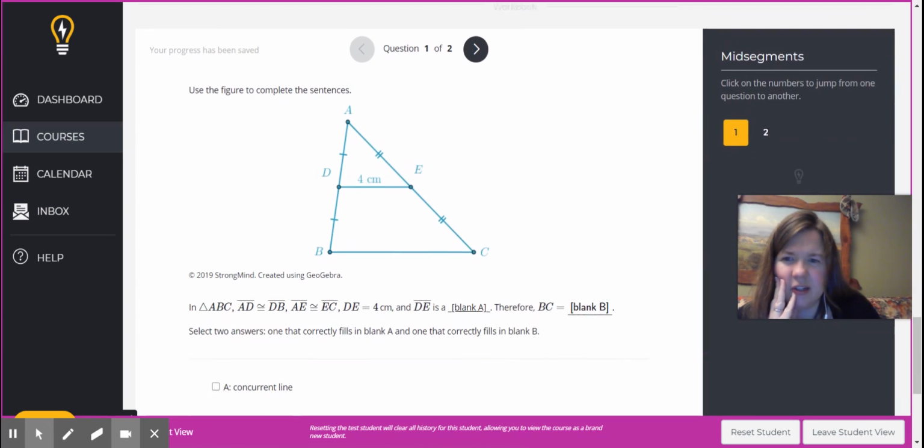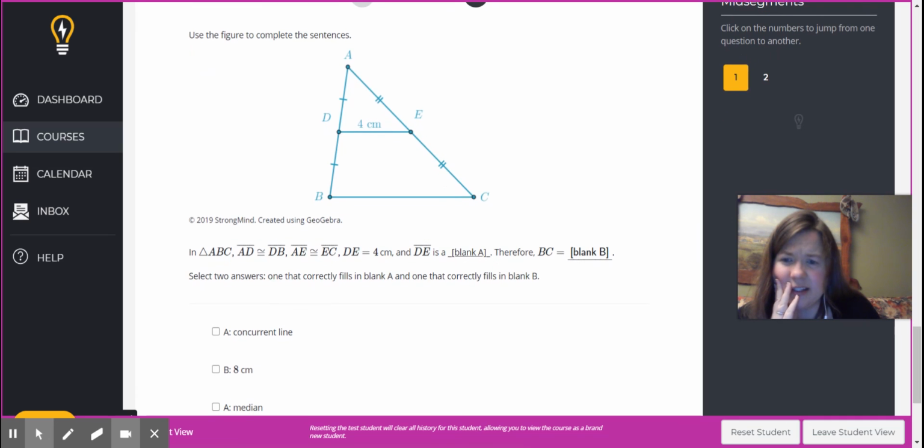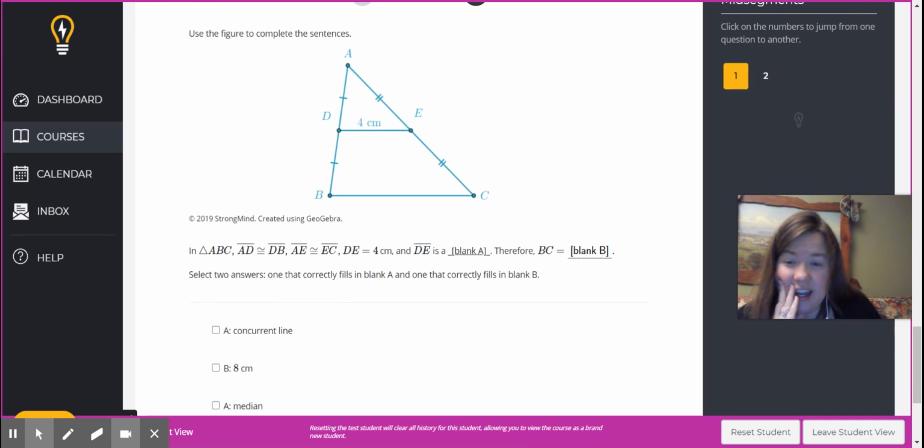I didn't want to do the proof, so I didn't. Use this to complete sentences. In this triangle, AD is congruent to DB. So that means it's the mid-segment, I think. Let's check. And AE is congruent to EC. So good, that is a mid-segment.